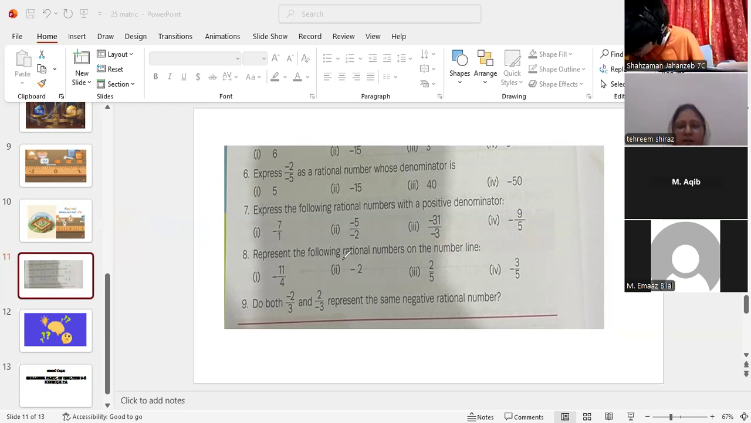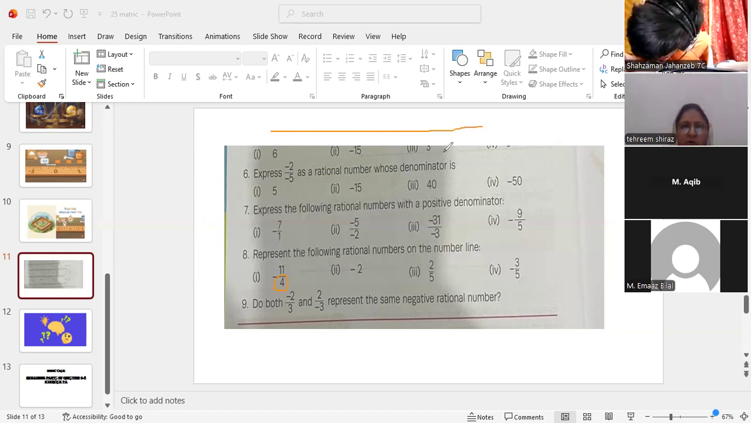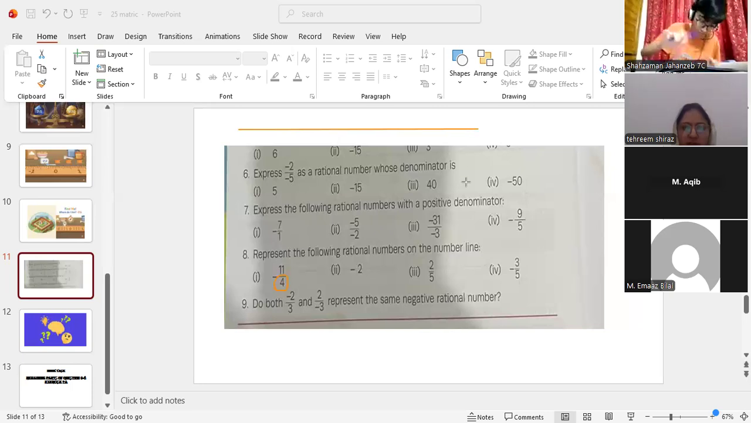Okay, now coming towards question number 8. I told you earlier that whenever you have to represent a rational number on a number line, the first concept is to see the denominator. The denominator in part 1 is 4. Just draw a straight line with the help of a ruler. I do not have a scale here, so I'm just putting the line. Is this clear?